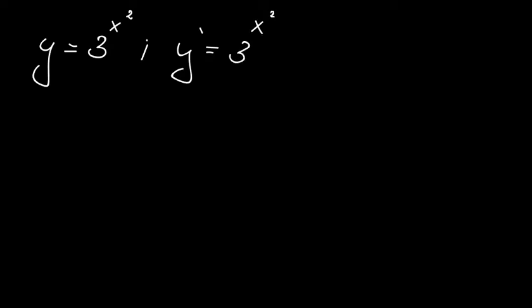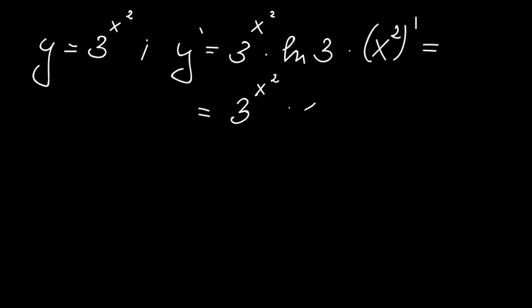Okay, so let's say we have y is equal to 3 to the power of x squared. So, a derivative of it would be 3 to the power of x squared times natural log of 3. I'm looking at this as simply an exponential function, and we need to multiply it by a derivative of x squared. So this will give us 3 to the power of x squared times natural log of 3 times 2x. Here's our answer.